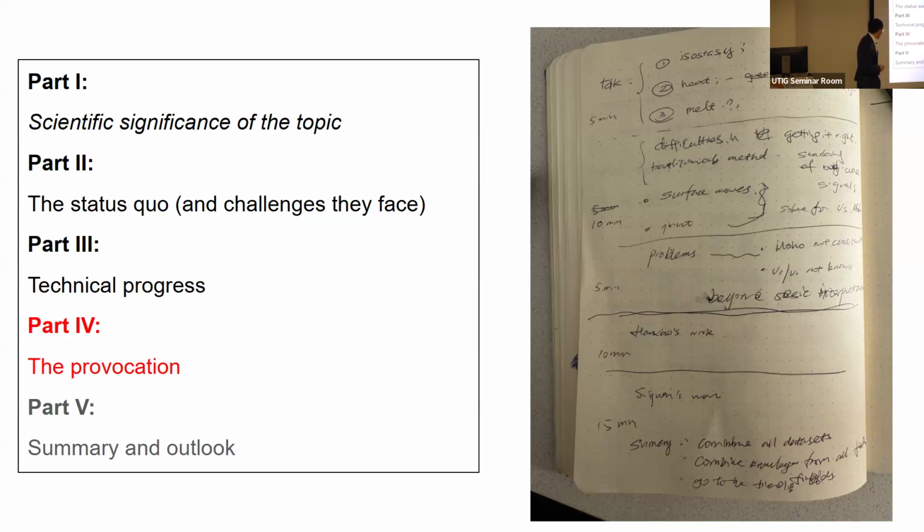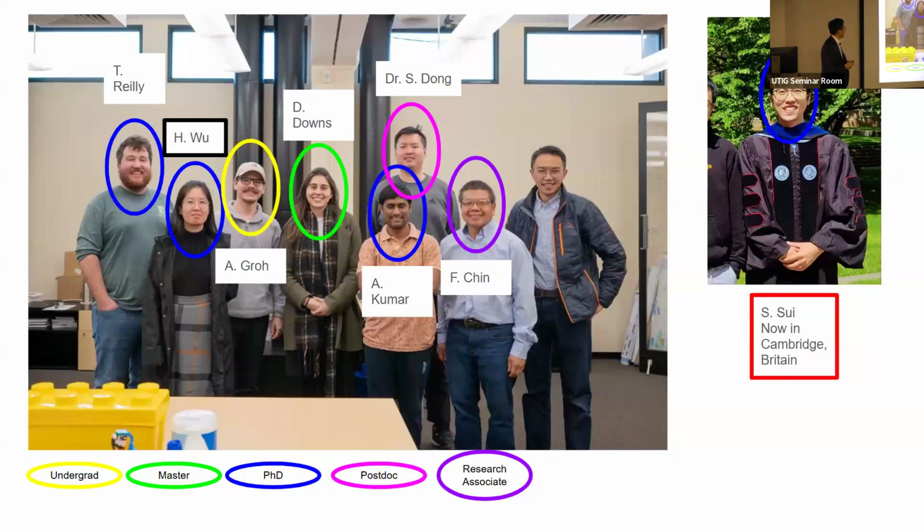Okay. The next part will be more dangerous for me to talk about. I call it provocation because it was hard for me to push this next part out. We have technical progress that allows us to constrain the Moho depth better, shear velocity better, or even VPVS ratio better. Can we say something about this?